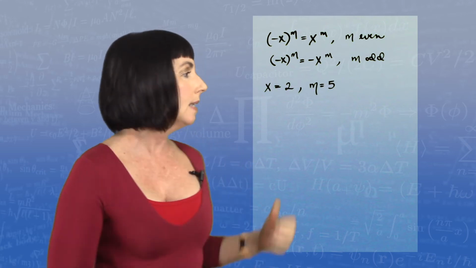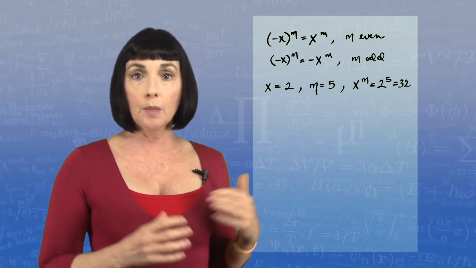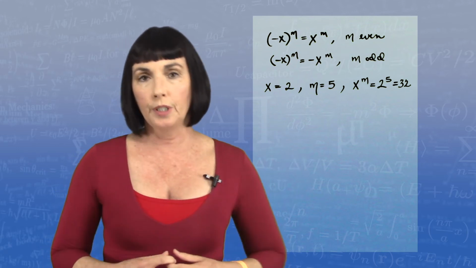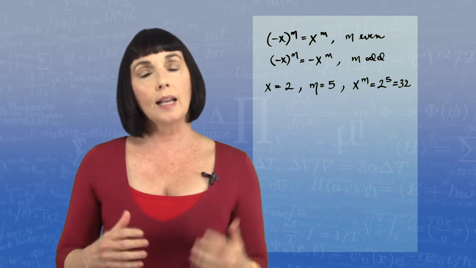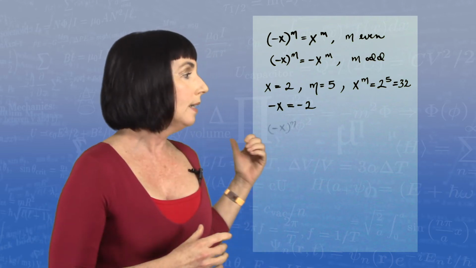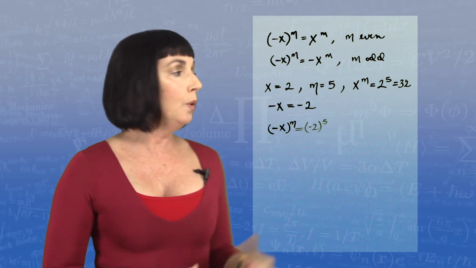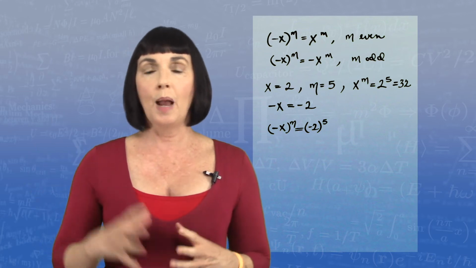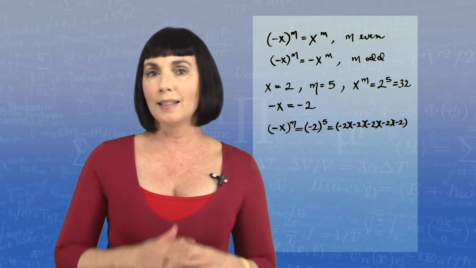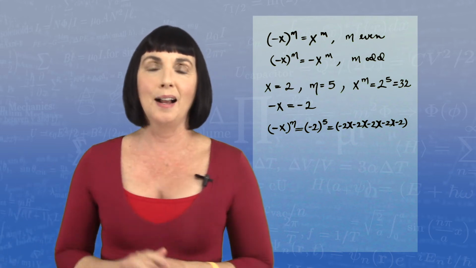In this case, x is equal to 2 and m is equal to 5. So x to the power of m is equal to 2 to the power of 5, which is equal to 32. Now, since x is 2, negative x is negative 2. So let's figure out what negative x to the power of m is equal to. That's equal to negative 2 raised to the power of 5. And that's equal to negative 2 multiplied by itself 5 times. So let's just take one negative 2 at a time.